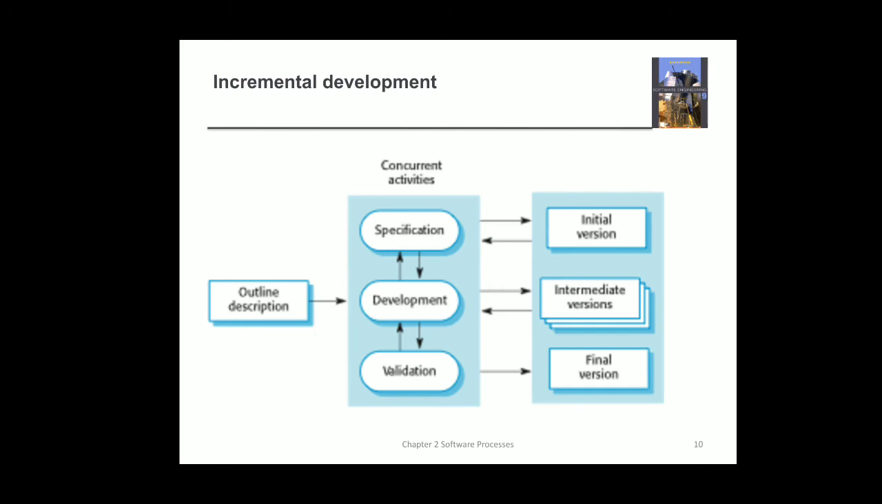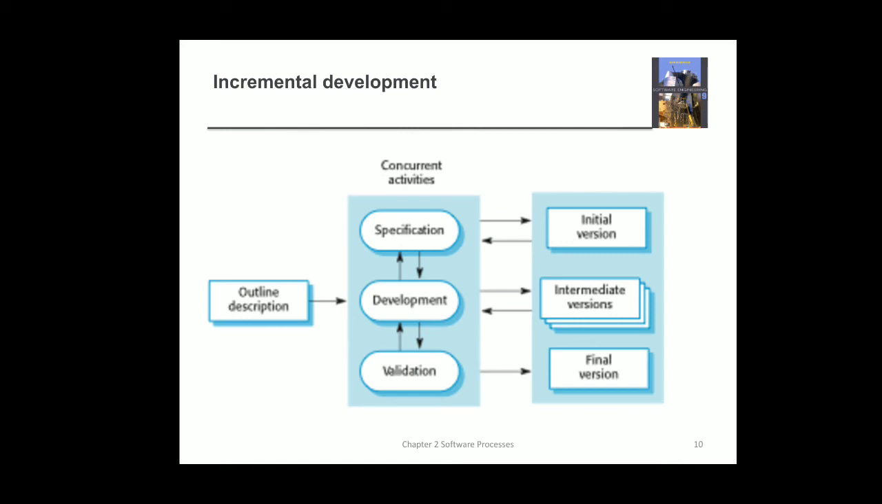Then the second one is the incremental development model. So this is another model. In this model we will have an outline description. By having this outline description, we will have a set of concurrent activities like specification, development, and validation. Here all these three things are interleaved. That is, there is no separation in the various stages.